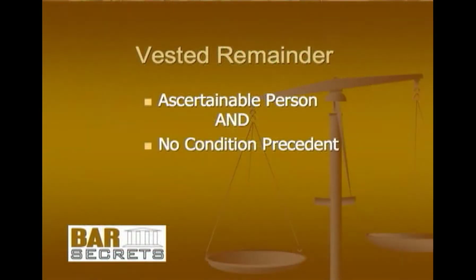The other element you need, in addition to an ascertainable person, is no condition precedent. So, for example, I could say to Nancy and then to her brother, if her brother reaches the age of 21. Well, in that case, let's assume her brother is ascertainable. Let's say he's alive, but he's only 8. Well, there's a condition precedent there, and he can't take until he's 21, no matter what. And under those circumstances, you would fail to have a vested remainder.